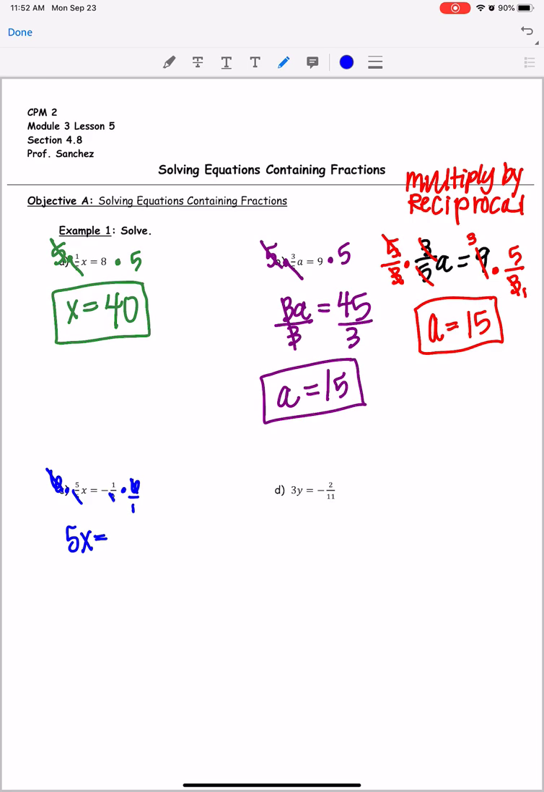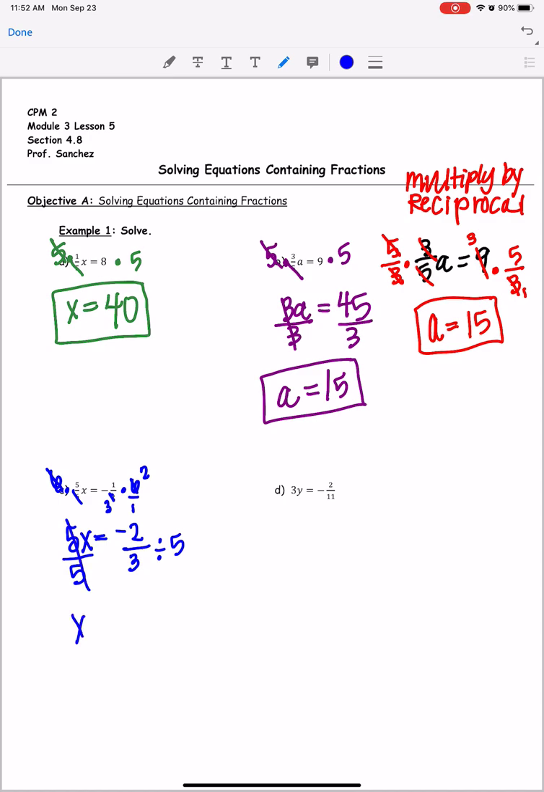6 and 9 are both divisible by 3, so 6 divided by 3 is 2, 9 divided by 3 is 3. So I've got -1 times 2 to give me a negative 2, and 3 times 1 to give me 3, and then divide by 5. Divide by 5 over here.